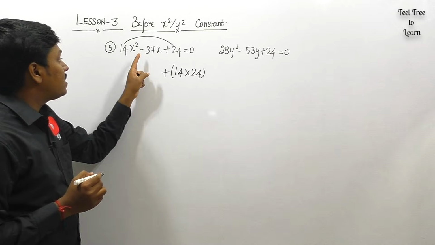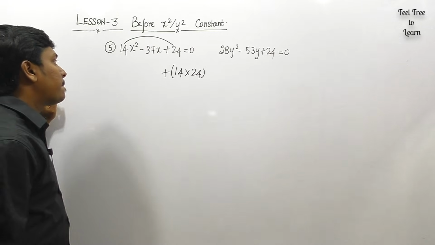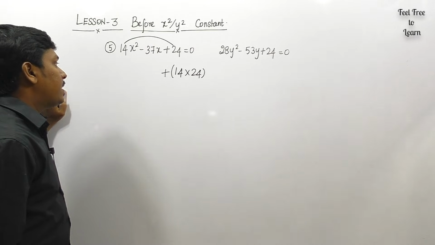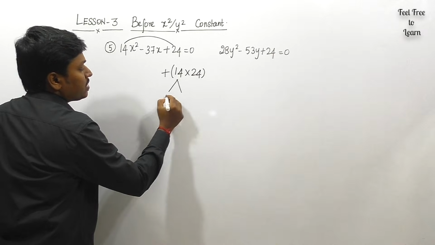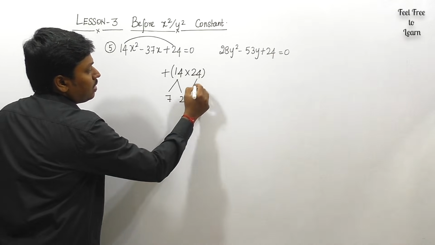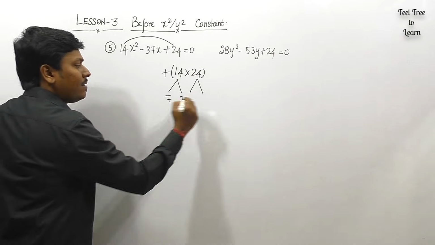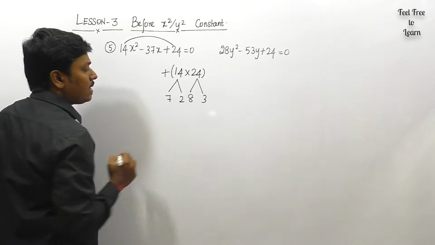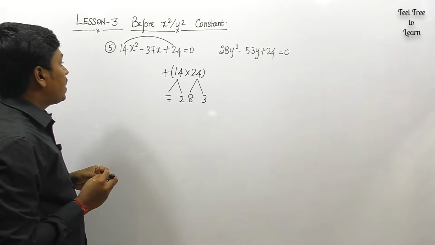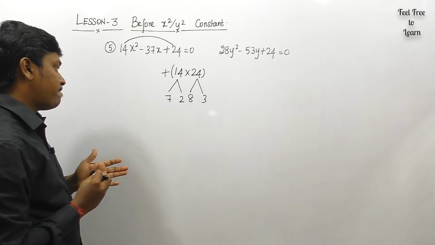And when we add both the numbers, the resultant should be minus 37. So I think we can write this 14 as 7 into 2, because 7 into 2 will be 14, and 24 as 8 3s are 24. So let me keep this as 8 3s. Our target is to bring 37.